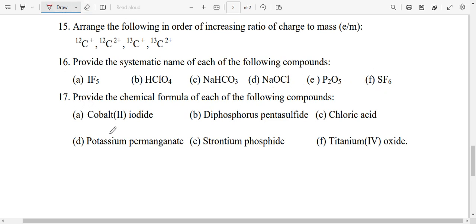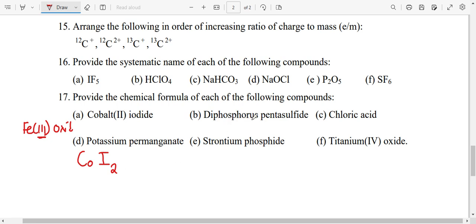And then the next question: provide the chemical formula of each of the following compounds. We have got cobalt 2 iodide. Cobalt, the symbol is C with a small o. We've been told it's cobalt 2 iodide. If you have got iron 3 oxide, this number put here is the valence for iron, because these are transition elements. They've got different valences. So cobalt 2 iodide means it has got a valence of 2. Now iodine, we know that it's in group 7, meaning that it has got a valence of 1. So the 2 from the cobalt is going to come down here on the iodine. That will be cobalt 2 iodide.